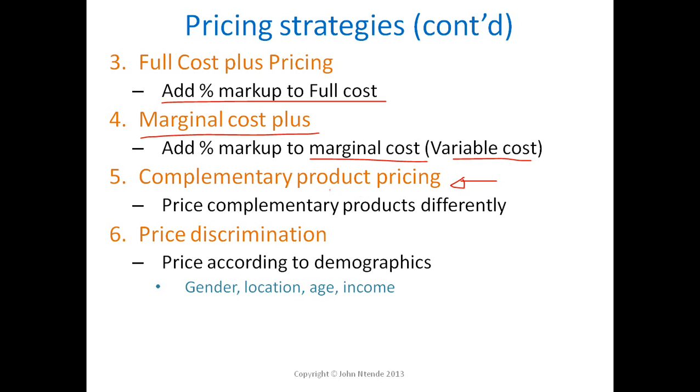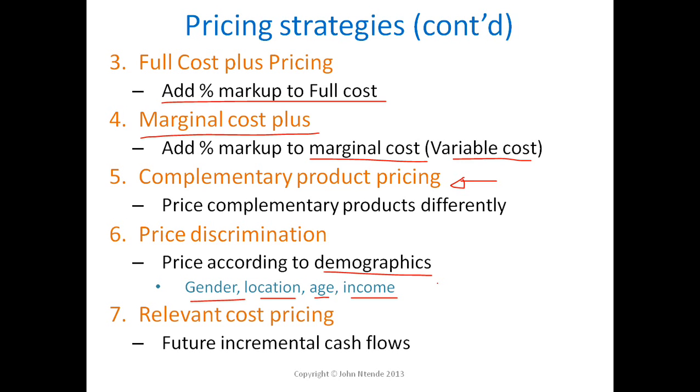There's something called price discrimination. Basically, you're pricing according to different demographics. Now, this could be based on gender, it could be based on geographical location, it could be based on age, it could be based on income, it could be based on race. So the basic idea is that you find different price segments and create the product to meet those different segments. So that's basically price discrimination.